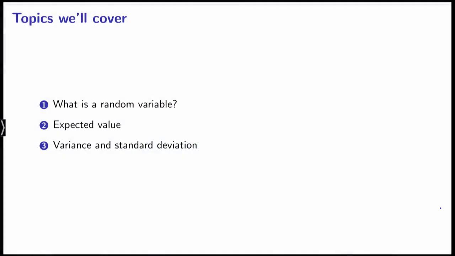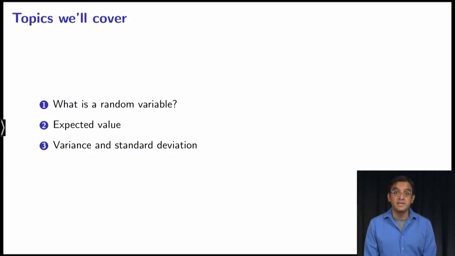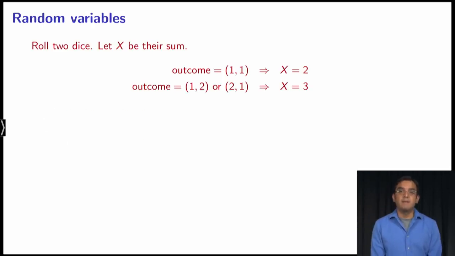In our first probability review, we talked about the notion of a probability space. So now we are ready to move on to the next major concept, which is that of a random variable. What exactly is a random variable, and how do we compute their expected value, variance, and standard deviation? So as usual, let's start with an example.